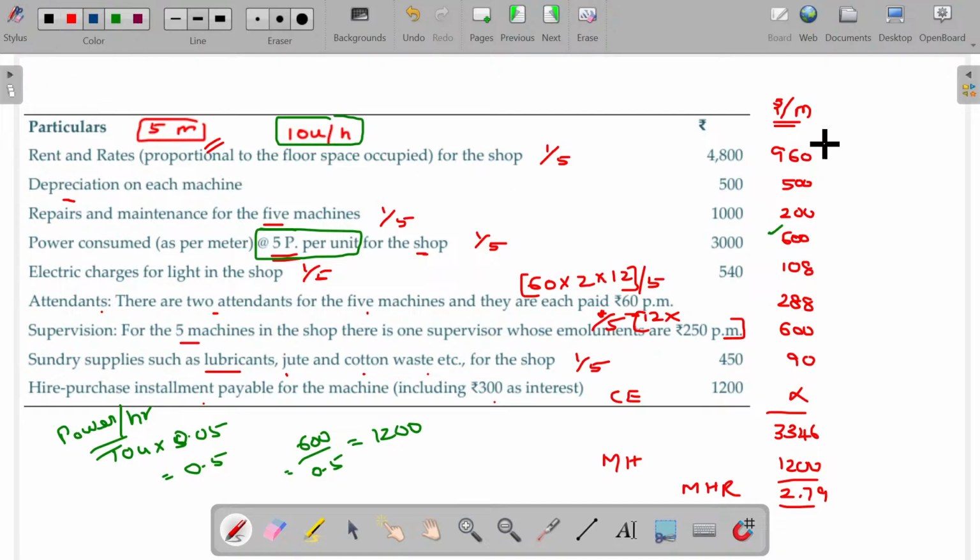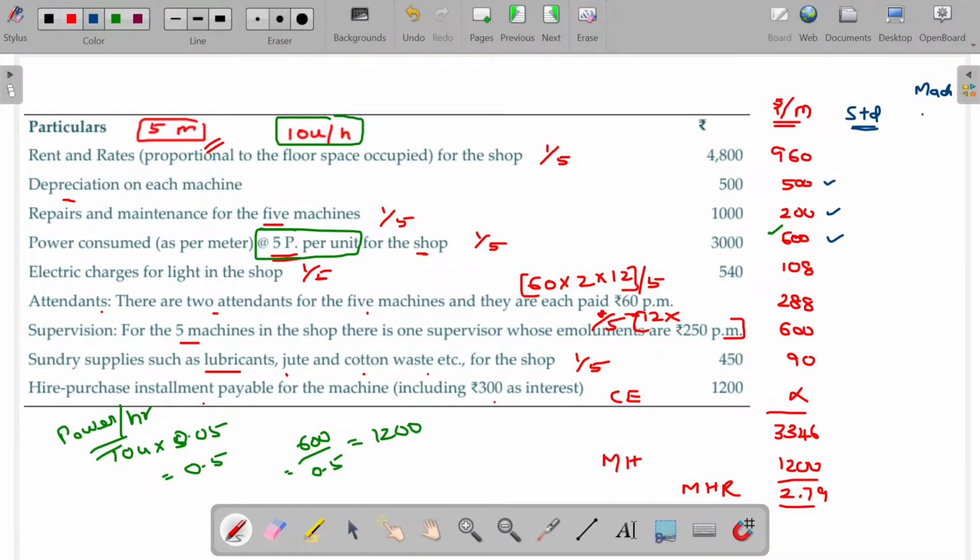Rent being fixed, depreciation being related to what? Machine operating. Once the machine is operated, depreciation will be there. Repairs and maintenance related to the machine operation, power related to the machine operations. Now, leaving that, others will be called standing charges. Balance will be called operating charges or machine expenses.